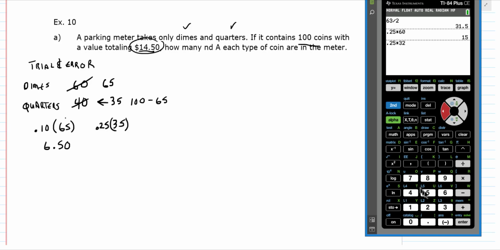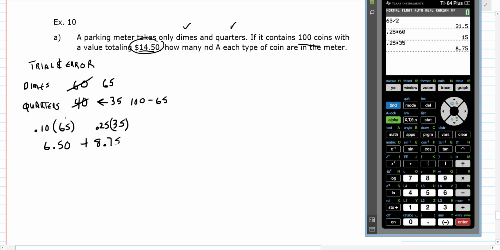Yep. And when I do that, I'm going to have $8.75. I think I'm pretty close, but I'm not quite right. So if I do $8.75 plus $6.50, I end up with $15.25. So I'm still not there. Now, see, you could do this over and over again. We could just keep adjusting, and we could eventually stumble on the answer.